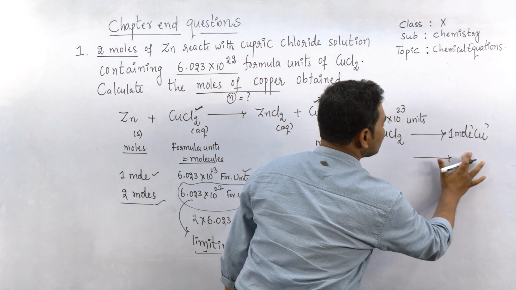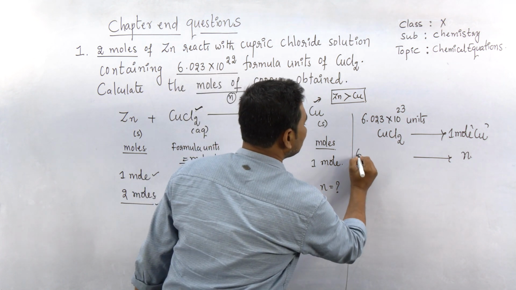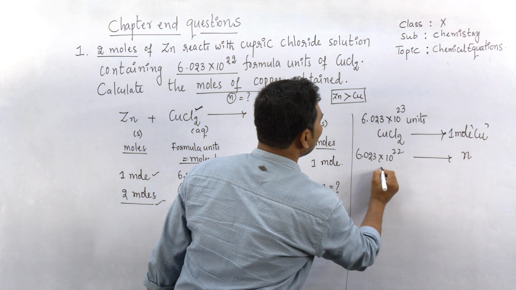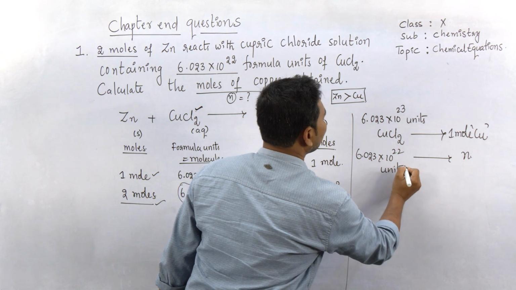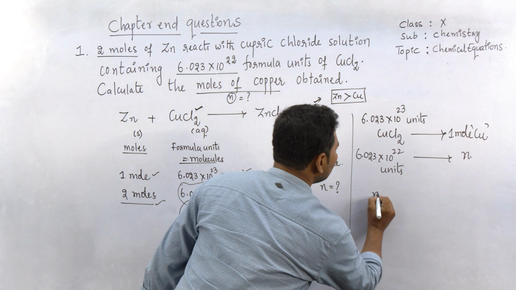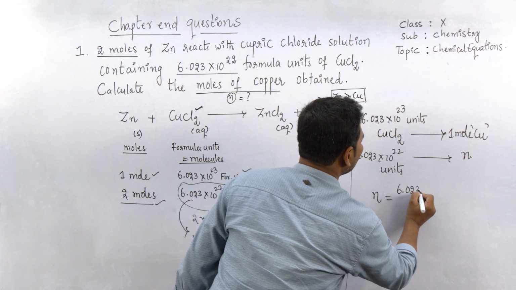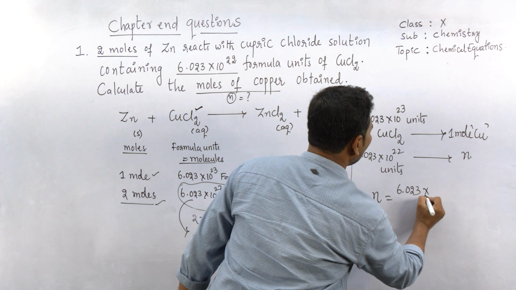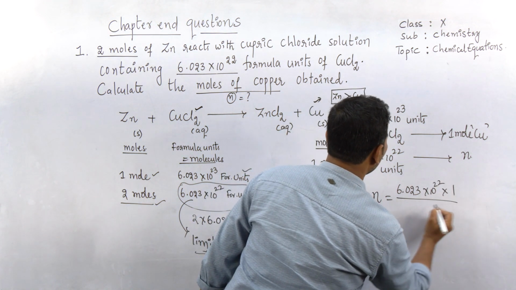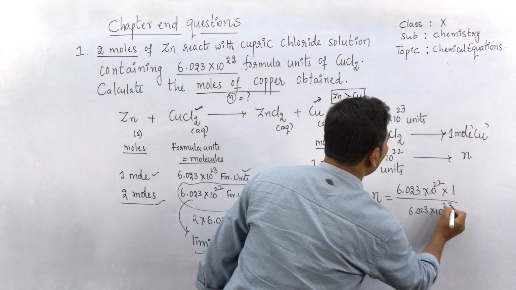Let us consider n number of moles of copper is obtained from 6.023 into 10 to the power 22 formula units of cupric chloride. We have to solve for n here. n is equal to 6.023, we just cross multiply, into 10 to the power 22 into 1 mole by 6.023 into 10 to the power 23.